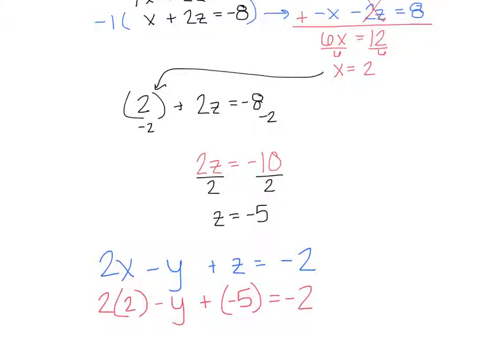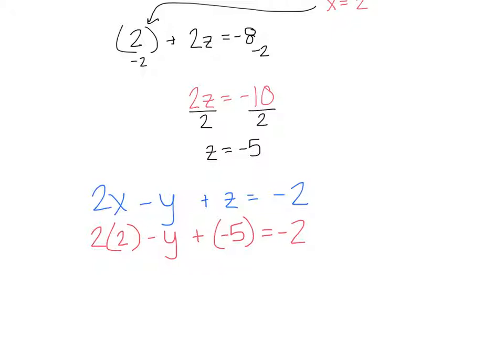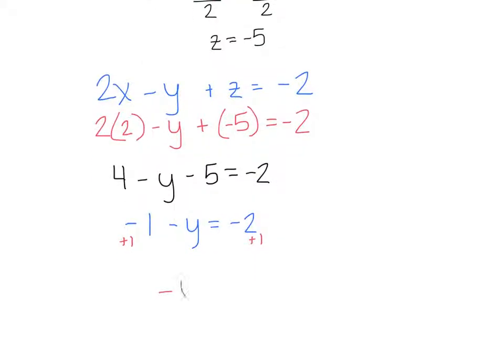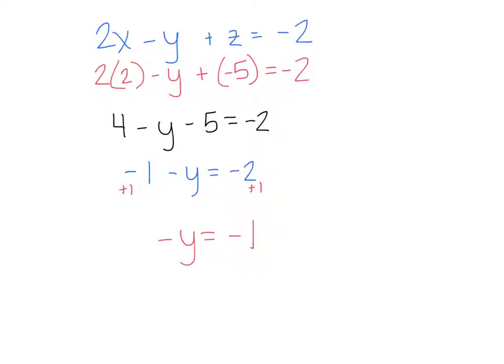And then just solve and get y, and write it as an ordered triplet, and you're done. So 4 minus y minus 5 equals negative 2, which is negative 1 minus y equals negative 2. If I add 1 to both sides, negative y equals negative 1. So y equals 1.